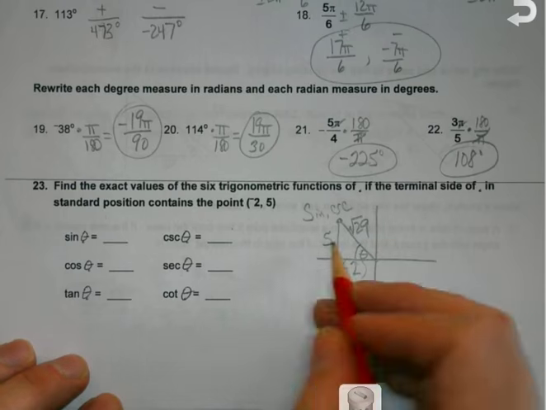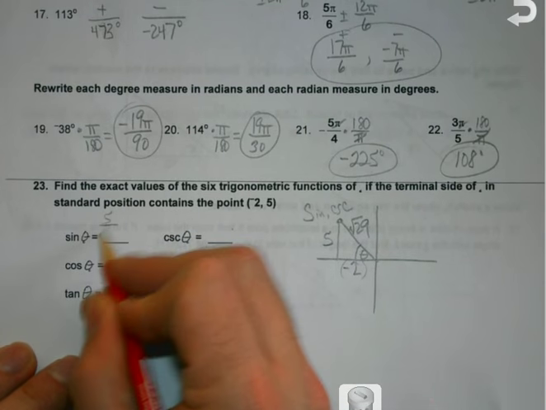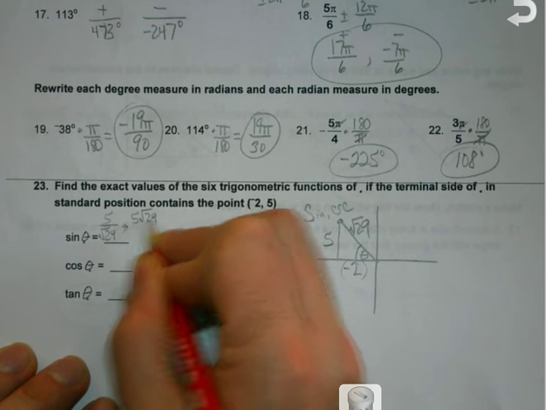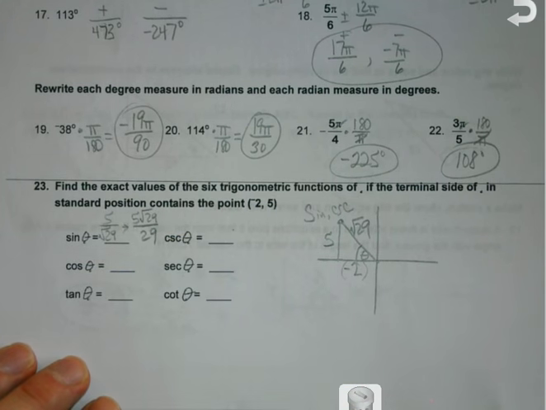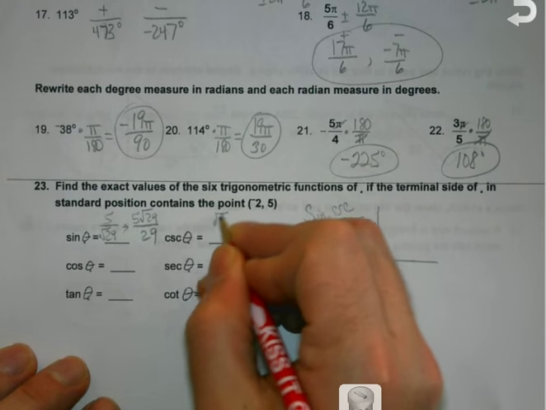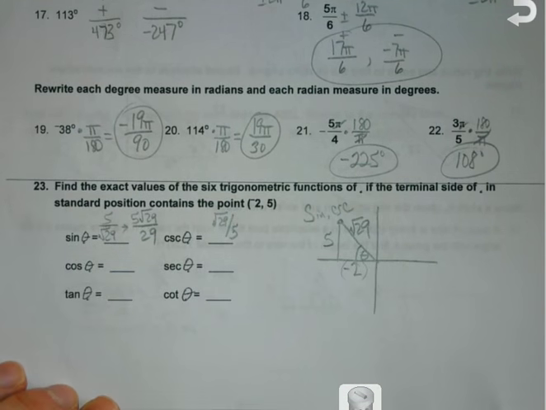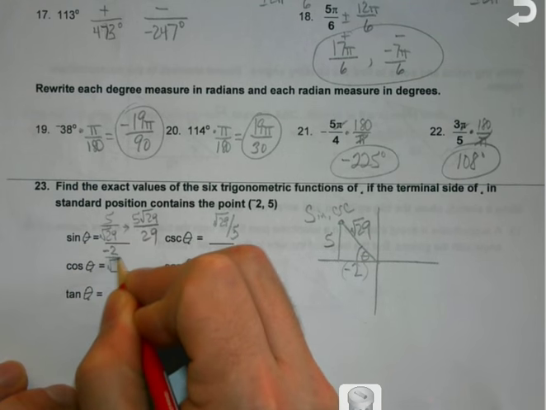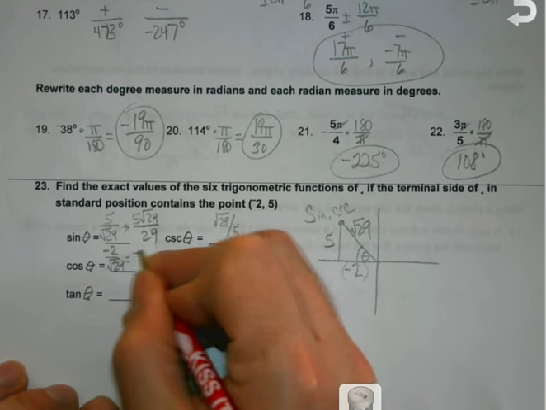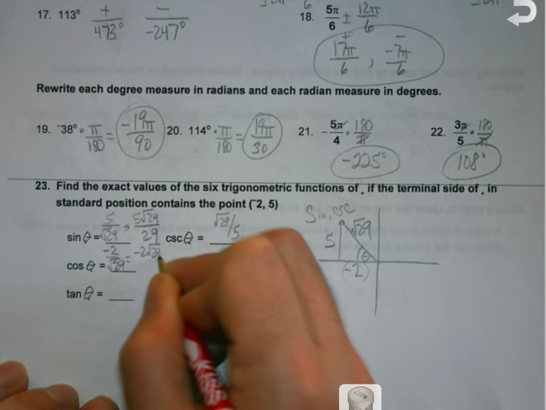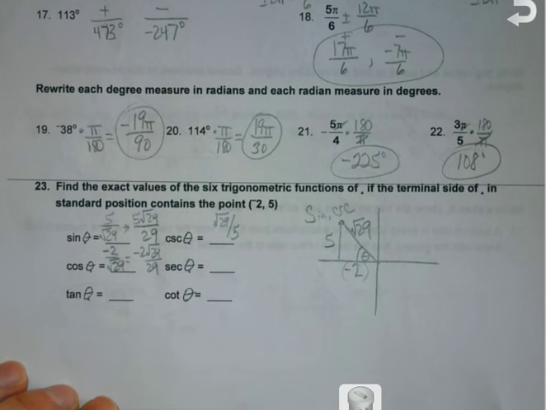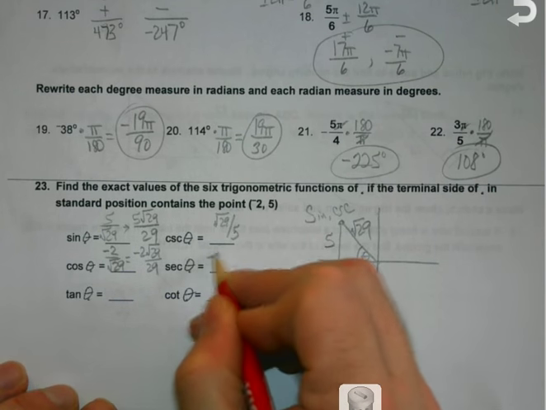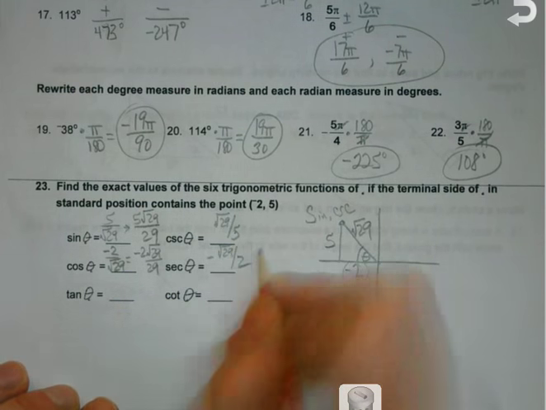So sine is opposite over hypotenuse, but again, I'll get that fixed. Cosecant is just going to be the inverse. I don't have to play that game again. Cosine is adjacent over hypotenuse. And again, I knew it was going to be negative because of this, but I also have the negative here to help me in case I forget. Negative square root of 29 over 2.